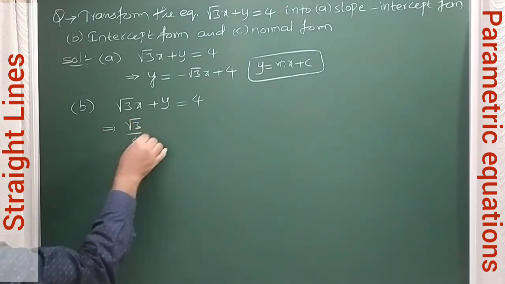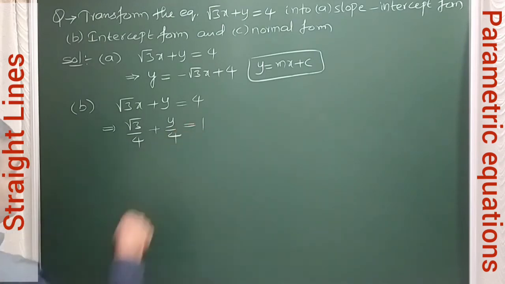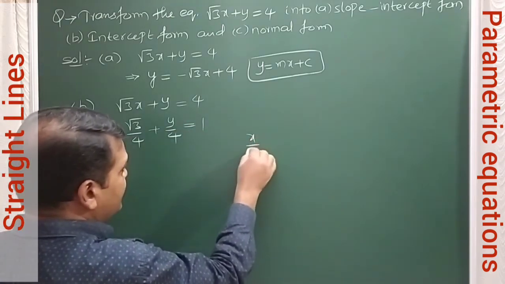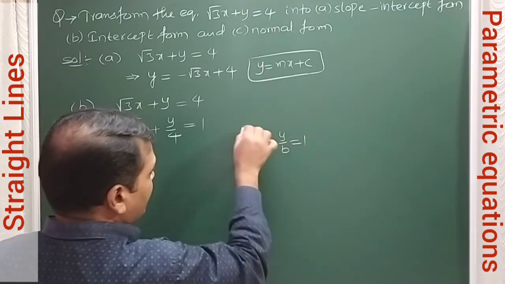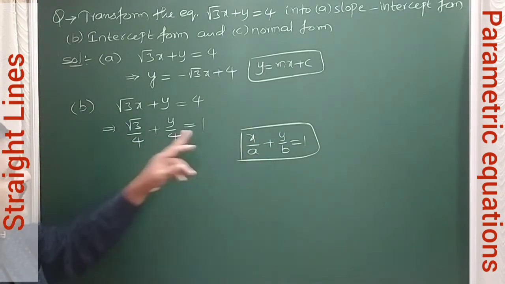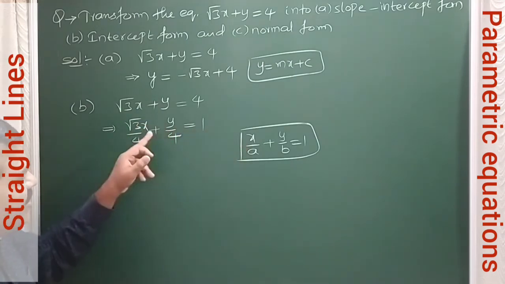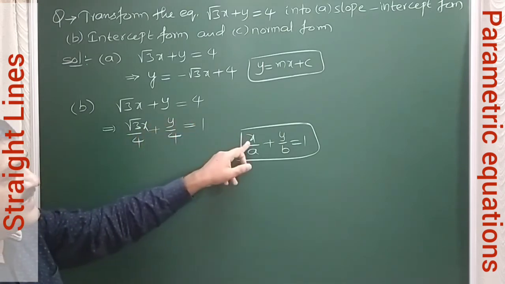So divide by 4 means root 3 by 4 plus y by 4 is equal to 1. But intercept form means x by a plus y by b is equal to 1. So I don't want any constant in the numerator. I did not write x here. I don't want any constant along with x. X must be independently written like this.